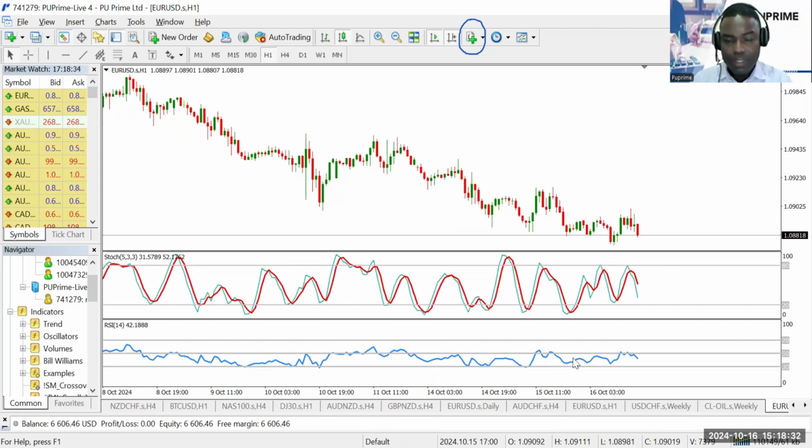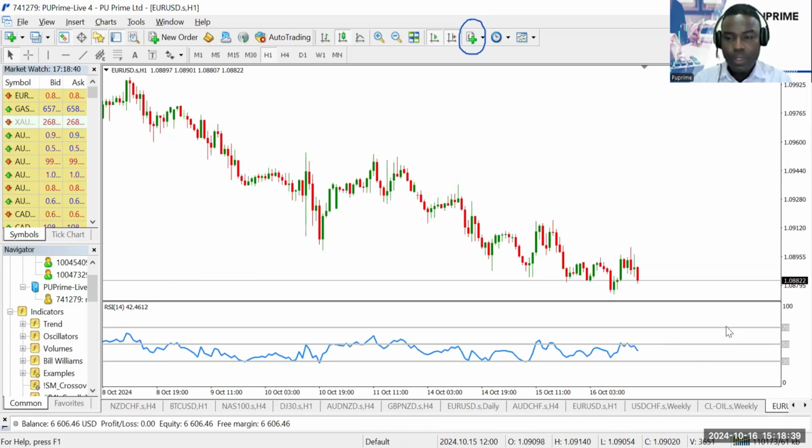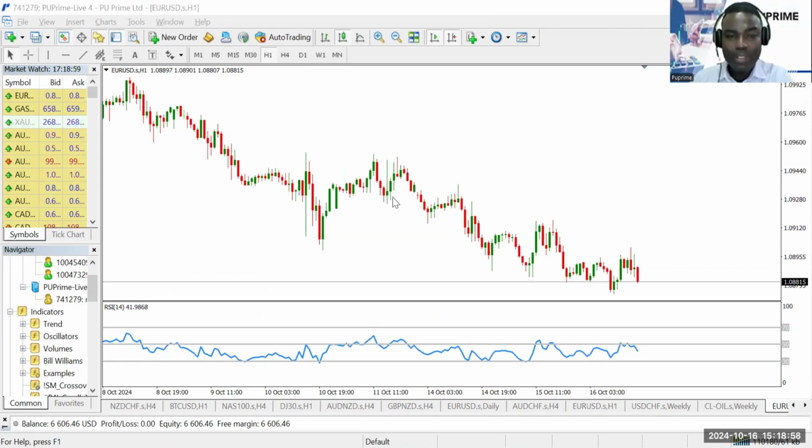So now the relative strength index is this blue indicator with a blue line. So let's delete the RSI for now. Now for the relative strength index, like I said, there are 3 levels. We have the 70, the 50, and the 30. Now, the relative strength index behaves in a similar manner to the stochastic oscillator, just that we use it slightly differently compared to the stochastic oscillator.